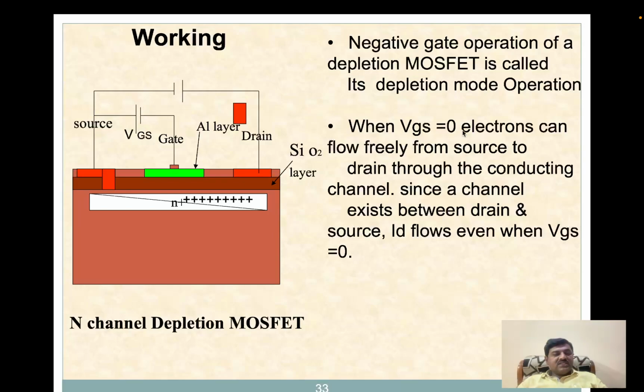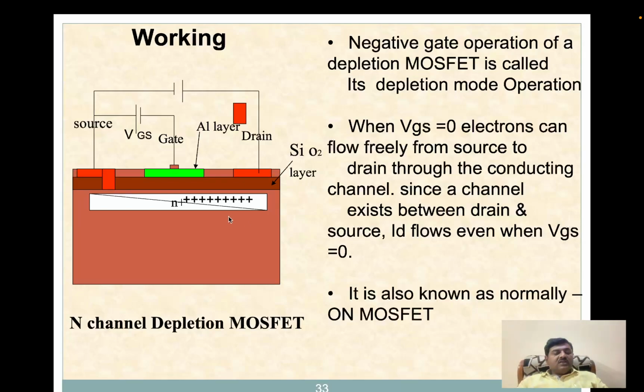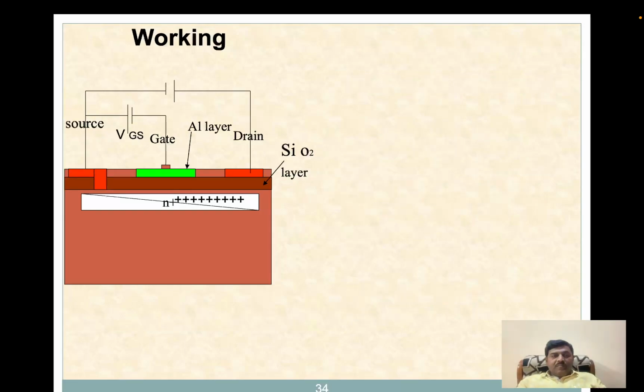When VGS is equal to 0, electrons can freely flow from source to the drain, which you can see in the diagram, through the conducting channel. Since a channel exists between the drain and source, the ID flows when VGS is equal to 0. So normally we call it the normally on mode. Whenever we are using a MOSFET as a switch, this feature is being used.